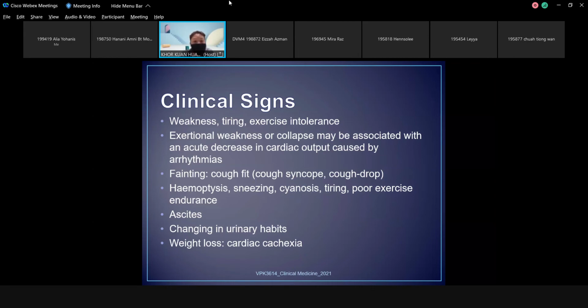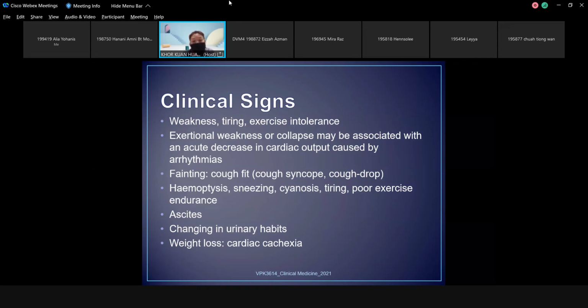But there is also a condition where you have cough fits. Cough, cough, cough, syncope straight away. Or cough, cough, cough, and then they drop. These are called cough fits. Some of these cases may come in with hemoptysis, or they may be sneezing. They could look cyanotic. They look very tired, and the owner will tell you they cannot exercise. Sometimes there are clinical signs of ascites, and some patients will change in urinary habits.